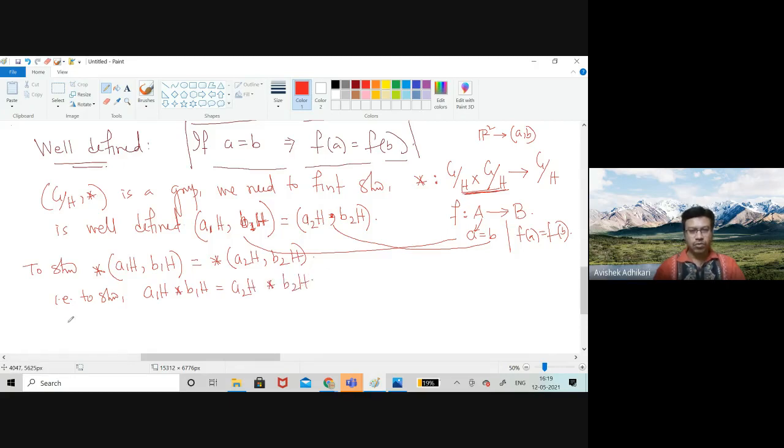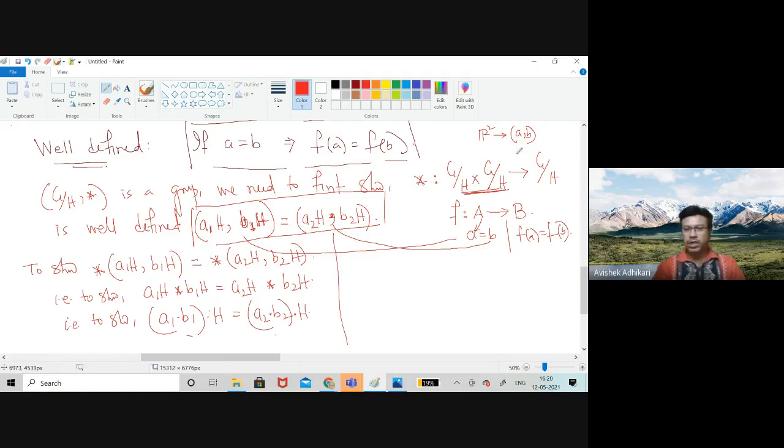That is to show how I define this star. That is to show A1 into B1 into H should be equal to A2 into B2 into H. That means you need to show that if this is happening, then they are equal. And why, how they are equal?